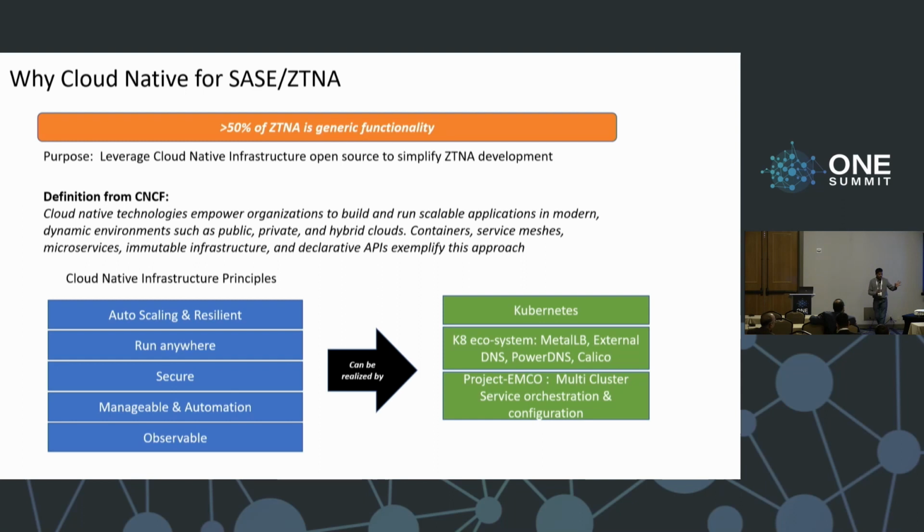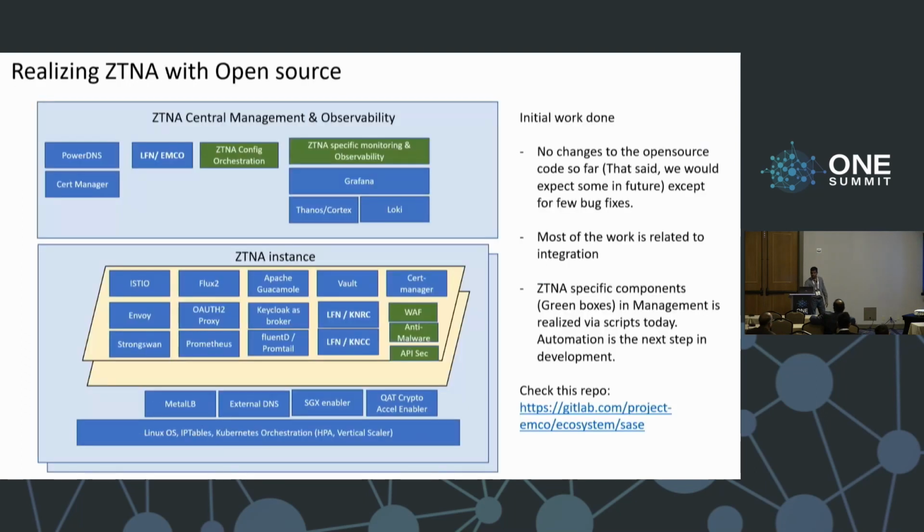Now, I talked about, in the previous slide, where ZTNA needs to be instantiated in multiple locations, right? Multiple edge locations, multiple data centers, multiple public cloud locations. So when you have so many ZTNA instances, you require some multi-cluster orchestrator to deploy ZTNA everywhere and configure ZTNA properly to work. You cannot go to each location and configure, right? So that's where Project EMCO comes into the picture. It has the ability to deploy across multiple Kubernetes clusters. So this is the open source stack which we have used, right?